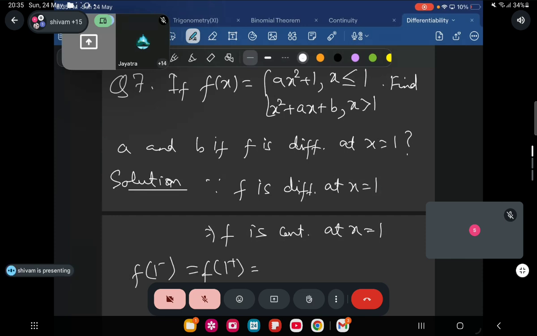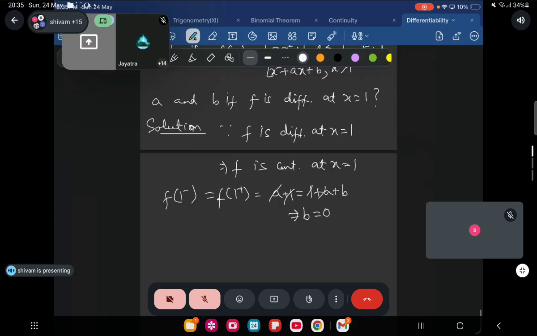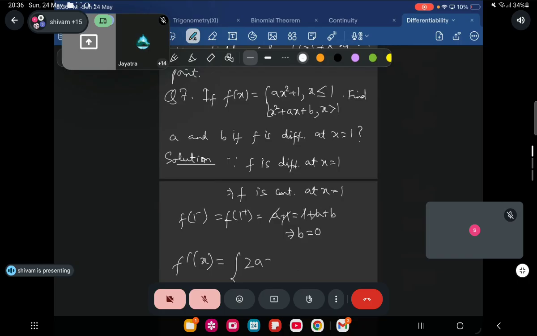Now what is f of 1 minus? A plus 1, and f of 1 plus will be equal to 1 plus a plus b. So I think b is coming as 0, everyone. This implies b is equal to 0. Let us find out f dash x. F dash x will be equal to 2ax when x is less than or equal to 1, and 2x plus a when x is greater than 1.